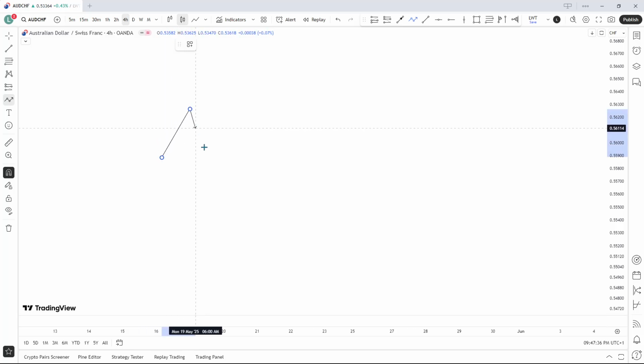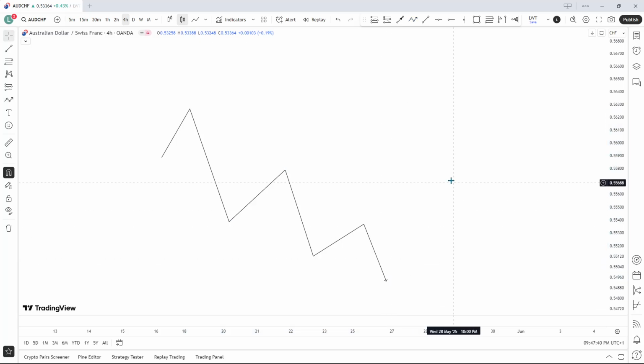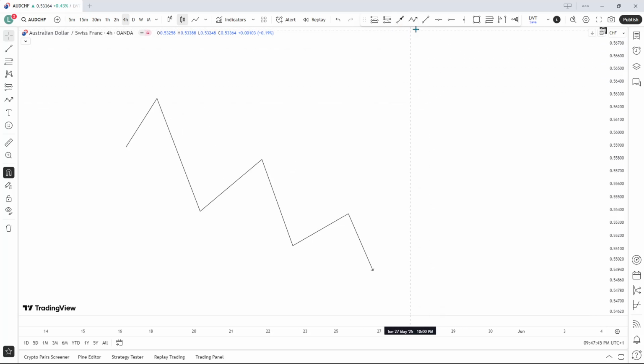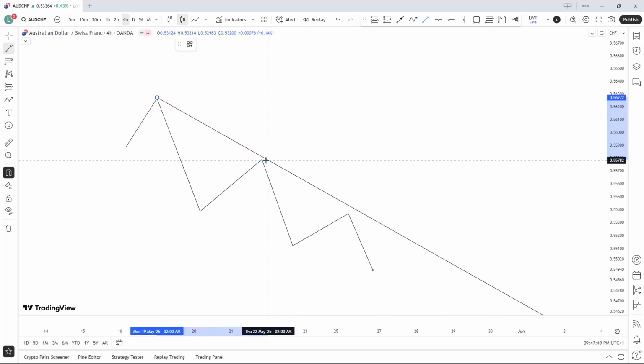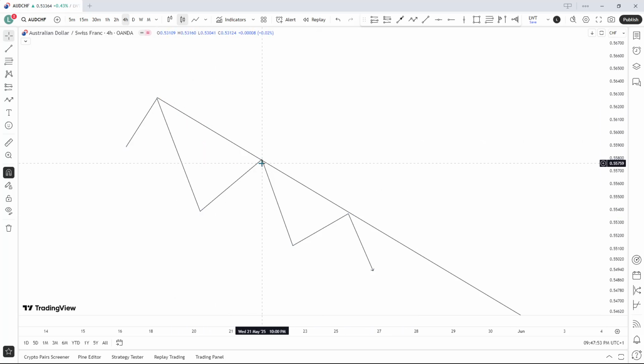So again, I'll just do something like this. So let's just say we've got a downtrend like this. You would draw, where's my trend line gone? Good gosh. From this point here, it doesn't have to be perfect, but just roughly, so it taps in as many times as you can. Okay, so we've got 3 taps here.